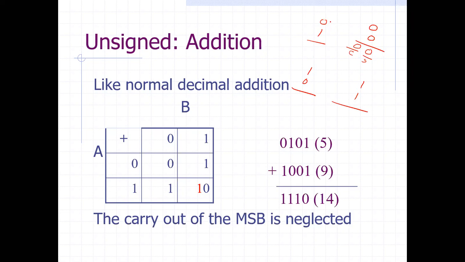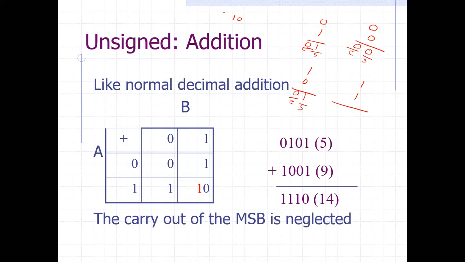So for 0 and 1, adding gives result 1 and no carry, carry 0 and sum 1. This is also the same for 1 and 0: result 1 and carry 0. But 1 and 1 addition means our result is 2. We know that binary 2 means 1, 0.